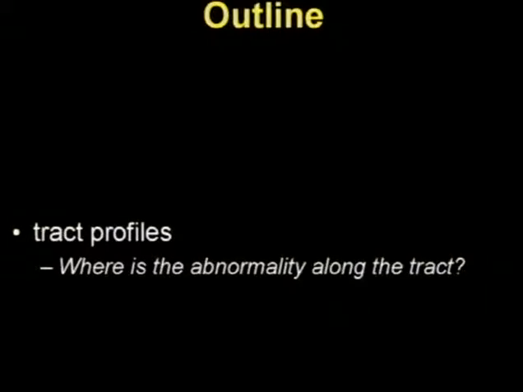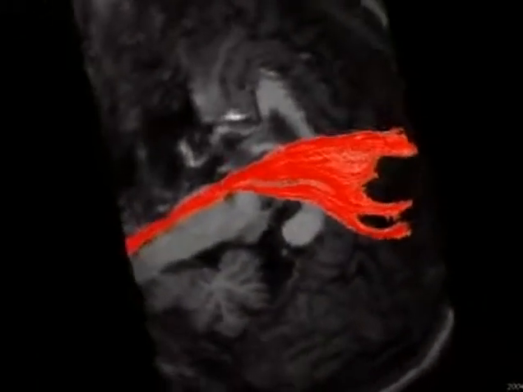So the next thing is, I told you about how we get these tracts. Now I'll introduce this concept of tract profiles, which allow us to ask specifically, if there is an abnormality, where along the tract is that abnormality. And so here we have one of those tracts superimposed on a sagittal slice of the brain.